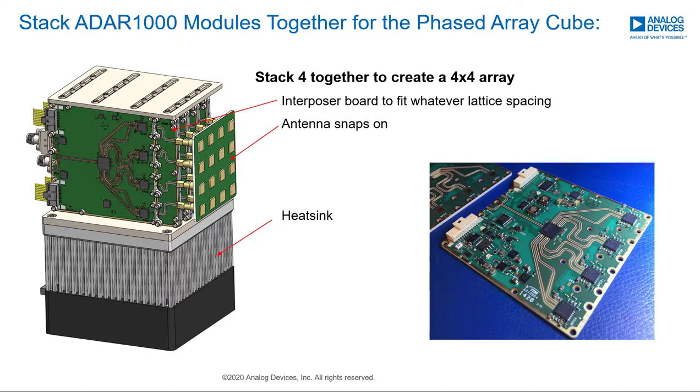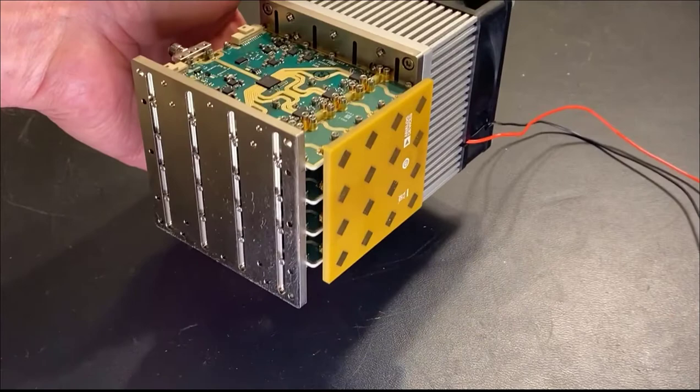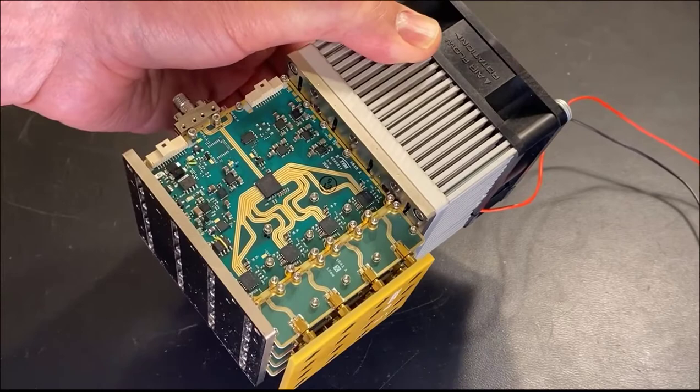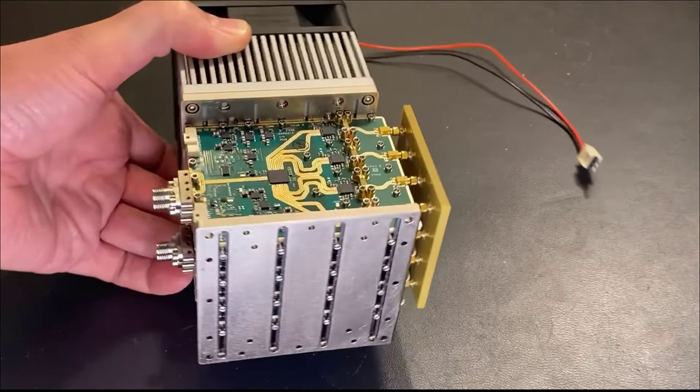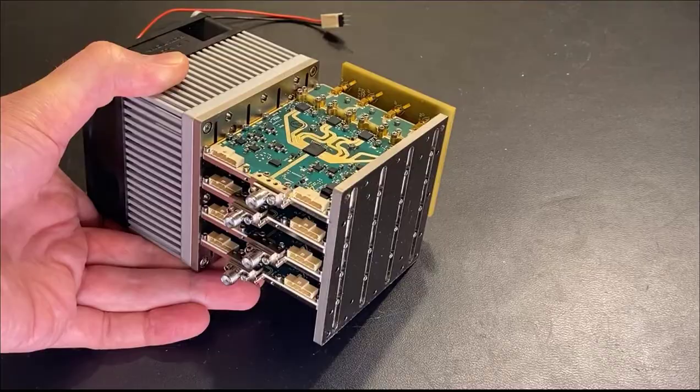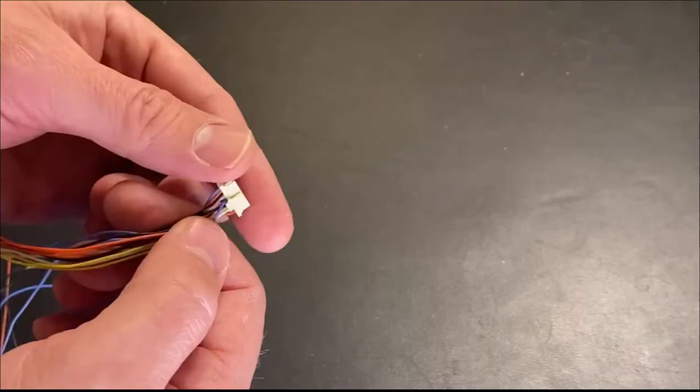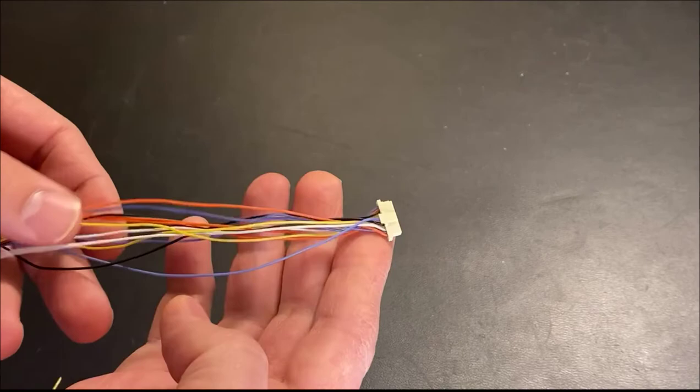And here's what the phased array cube looks like in real life, just to give you an idea of the size of it. So it's got an antenna snapped into the front of it, a 16-element antenna. You can see that each card controls four elements in a row of that antenna. And data and power comes to each card via this little 10-pin ribbon cable.